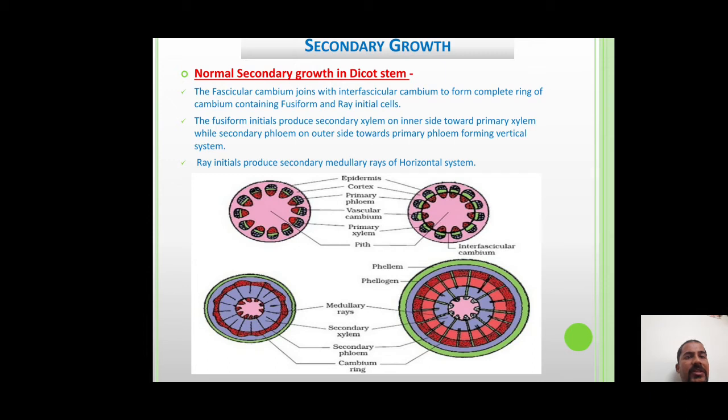Then the ray initials produce the secondary medullary rays of the horizontal system. That means the second type of cells of the cambium ring produce the secondary medullary rays of the horizontal system. Fusiform initials produce the vertical system, while the ray initials produce the horizontal system. Vertical system consists of secondary xylem and secondary phloem, while the horizontal system consists of secondary medullary rays.